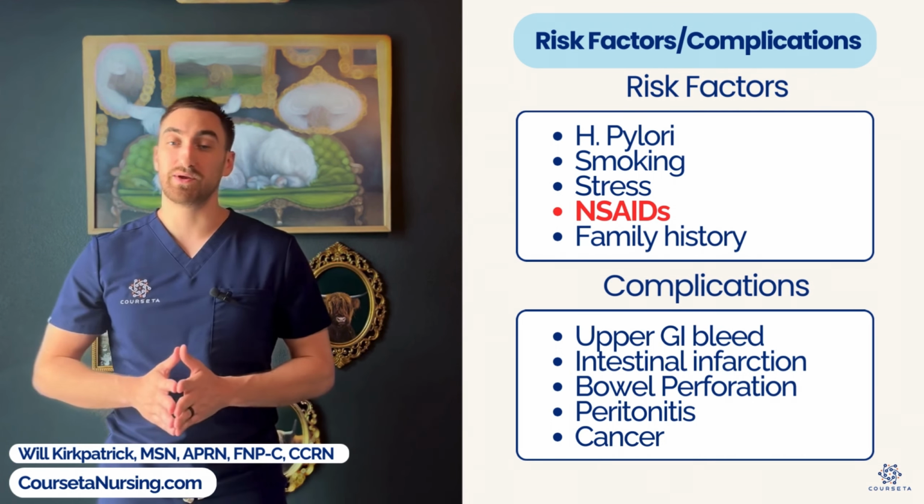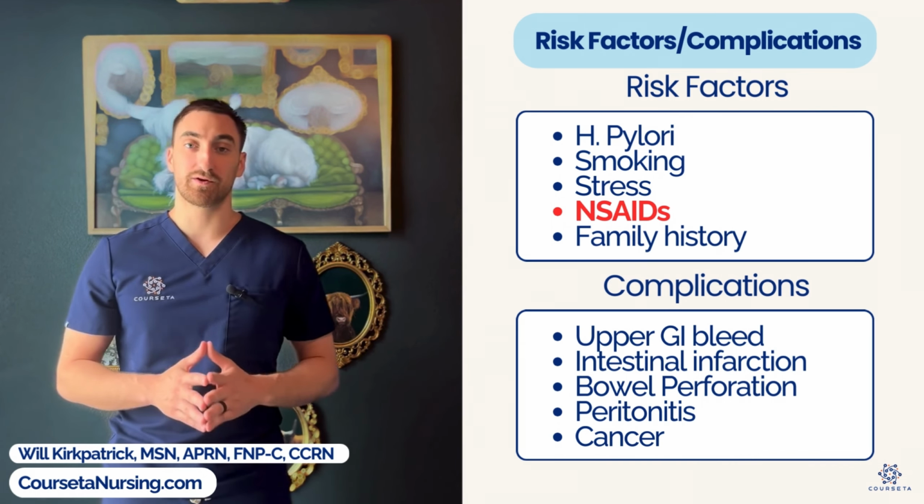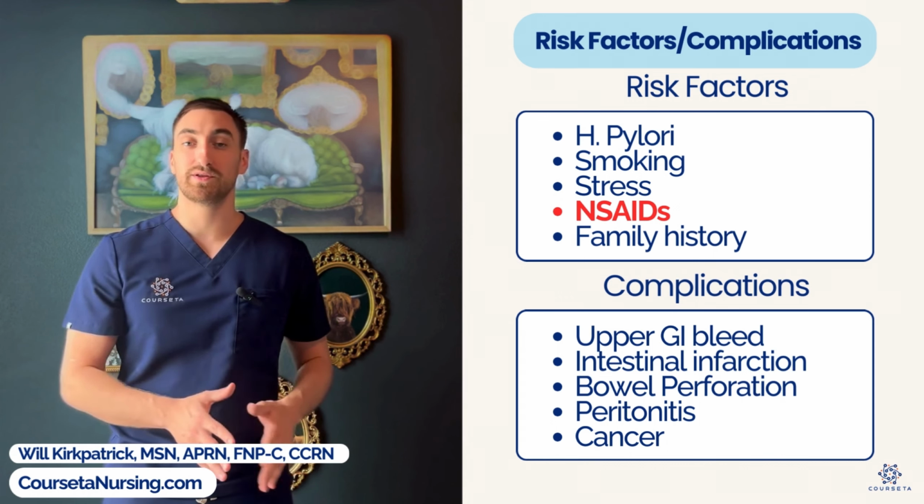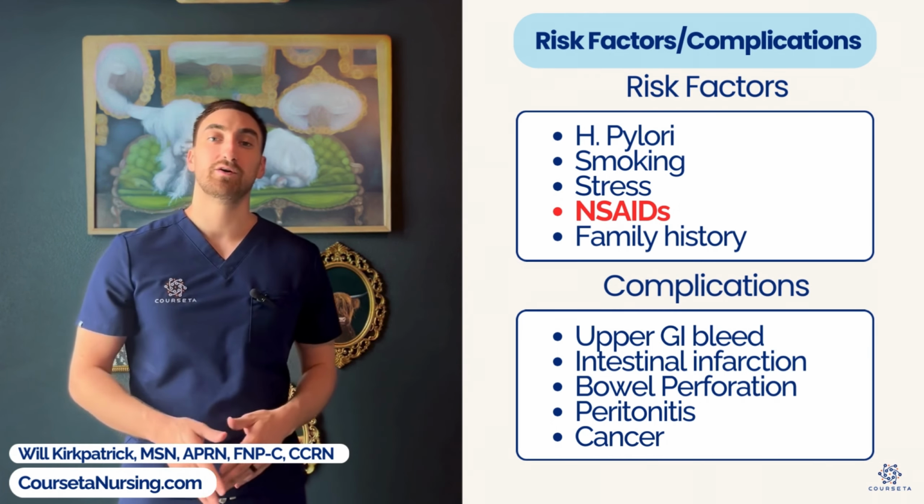Now, of course, with bleeding, we have to watch for our hemoglobin levels. That's another thing we have to closely monitor for. So if we have a huge drop in hemoglobin, then we need to look out for signs and symptoms of upper GI bleed, which is your melena or your hematemesis.